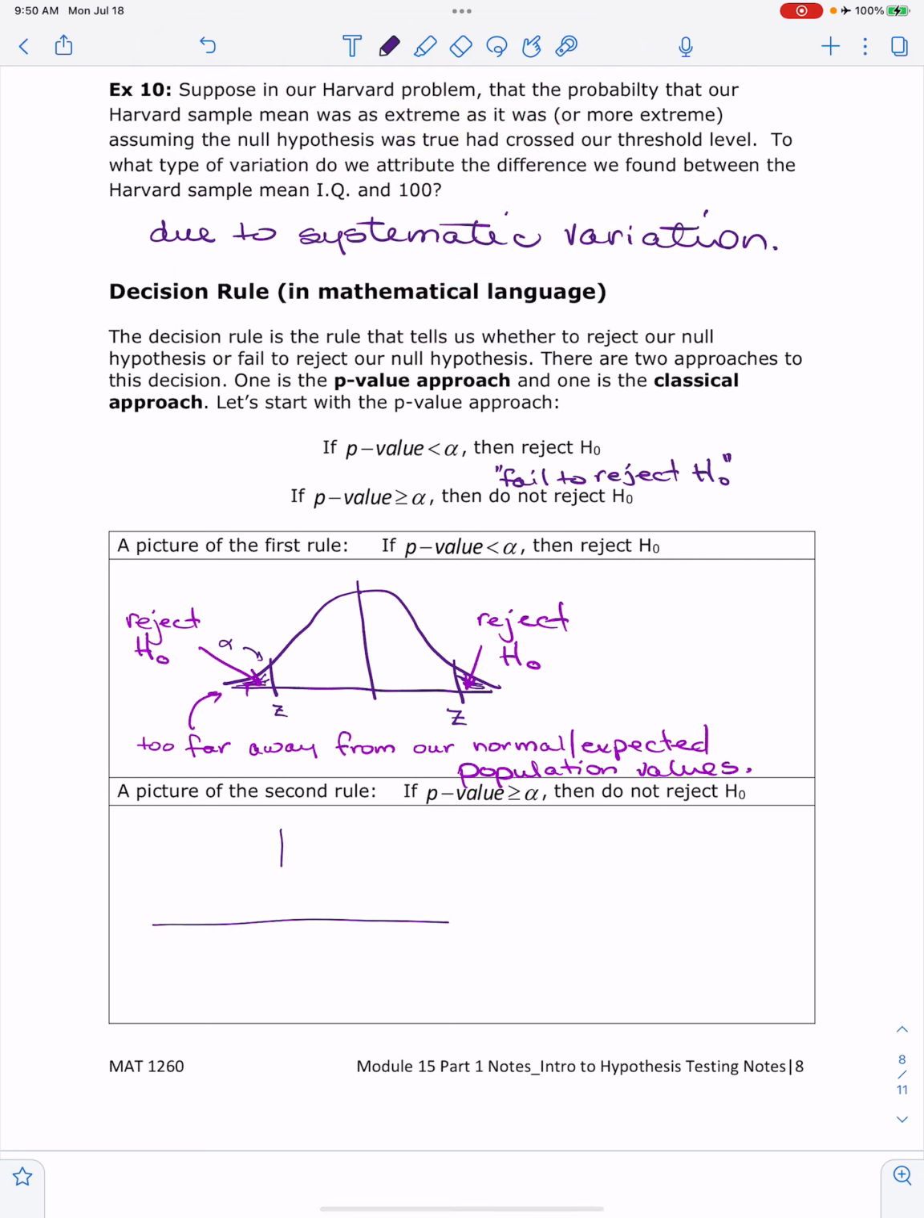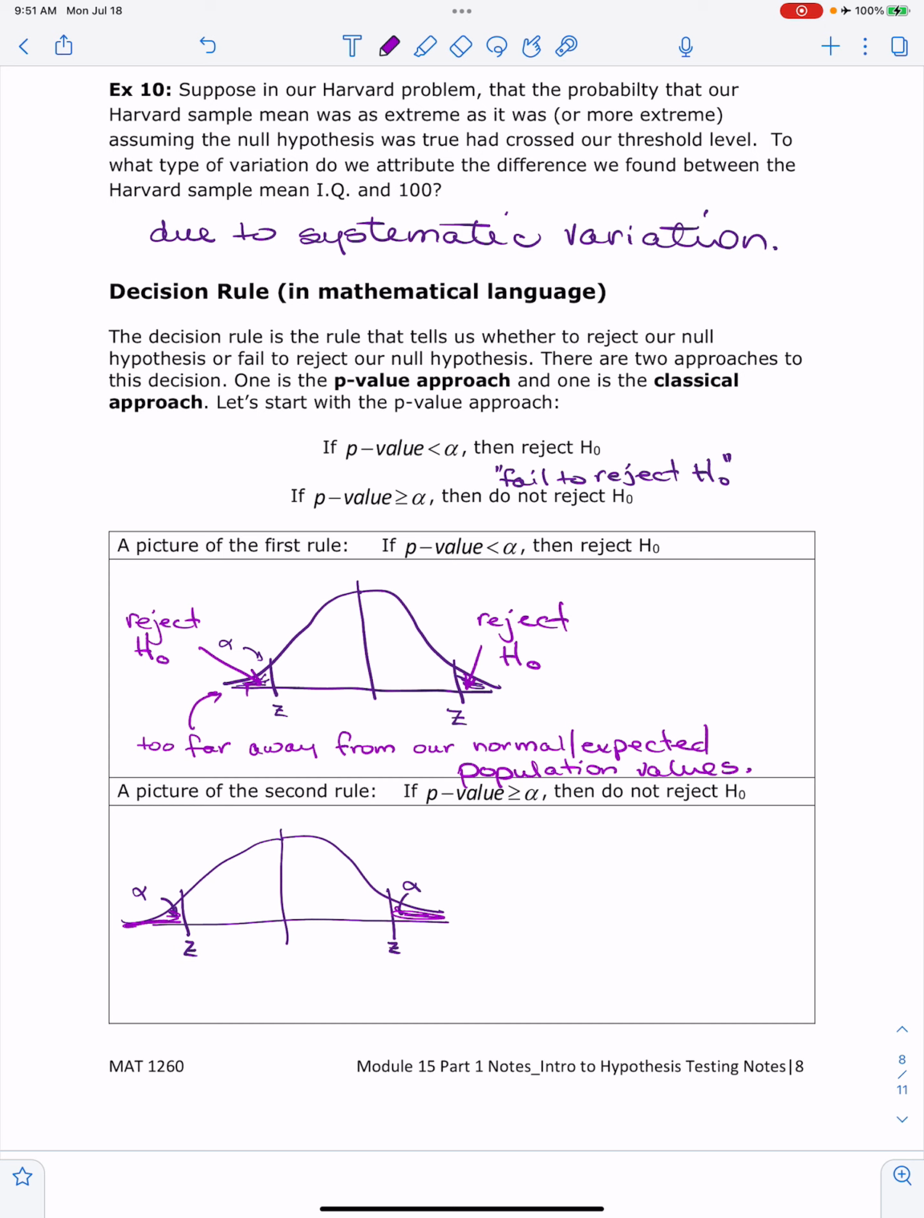If the p-value is greater than alpha, again, I'm going to go two-tail. Here is the z that cuts off some percentage, some alpha. So I said I was just going to do one, but really, the only difference between the p-value method and the critical value method is with the p-value method, we're using the alphas. With the critical value method, we're using the z-scores.